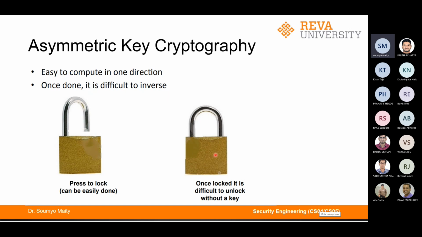And somebody thought whether we can really implement this thing mathematically. That is the motivation behind asymmetric key cryptography. Rivest himself said that this story made him interested to think this way. That story is the motivation for coming up with this algorithm.